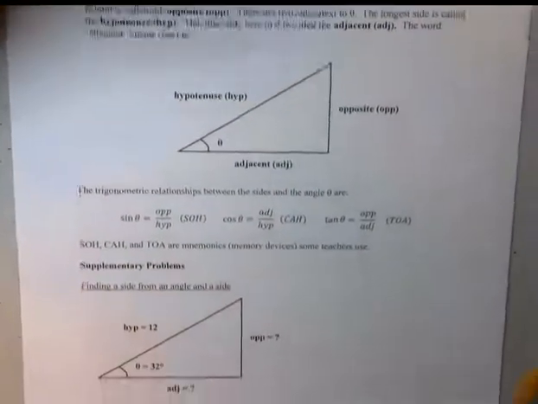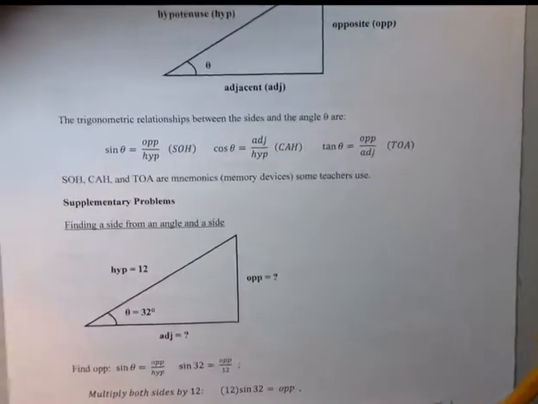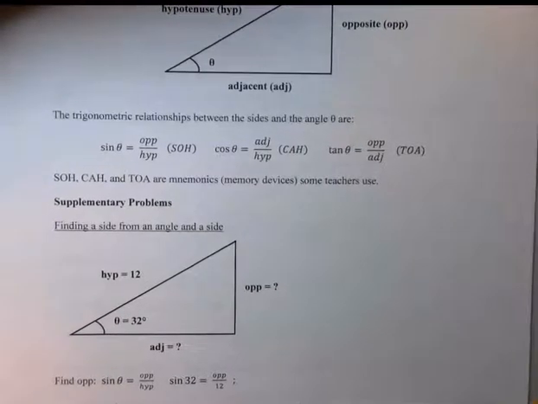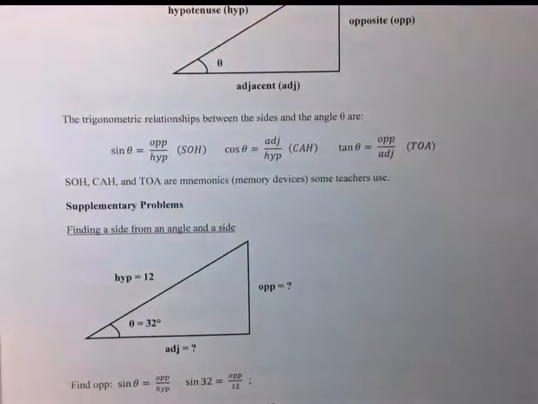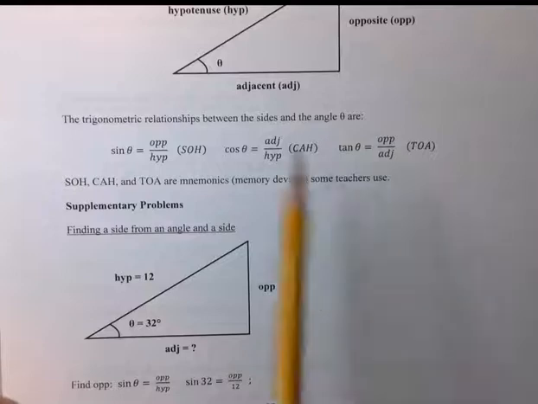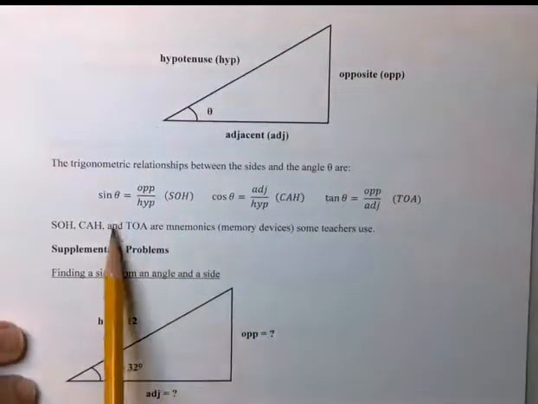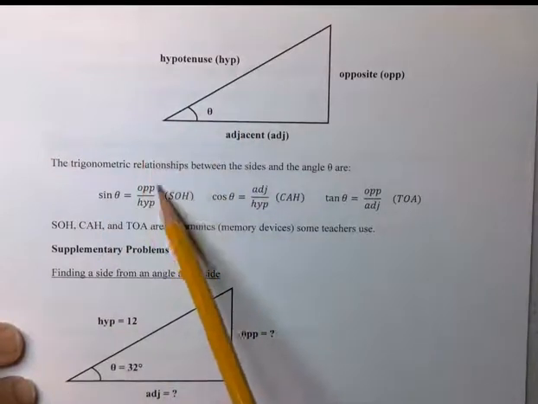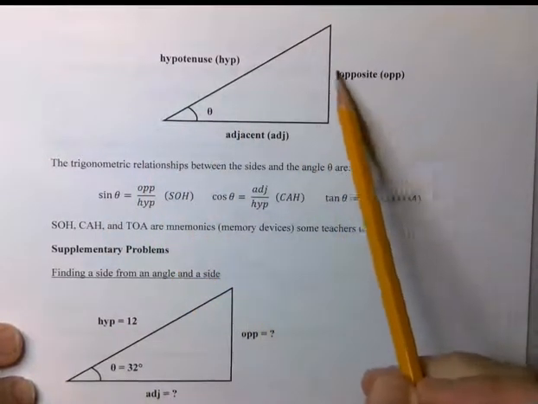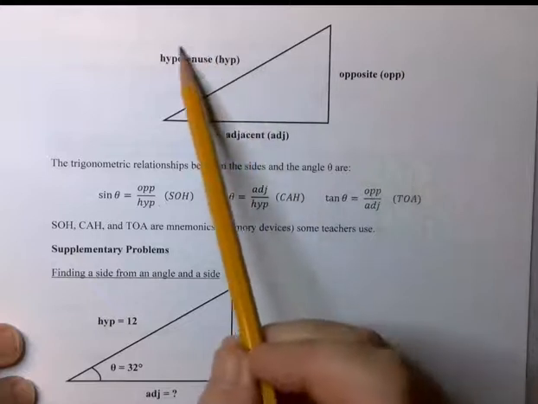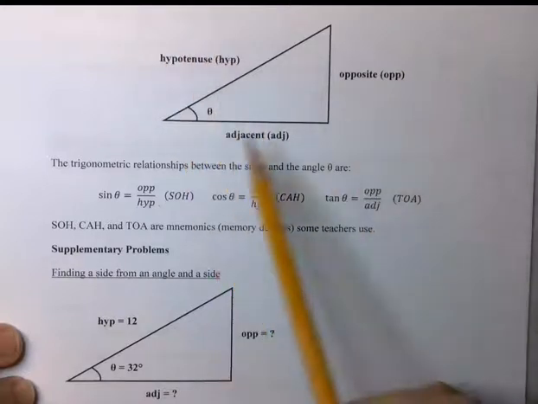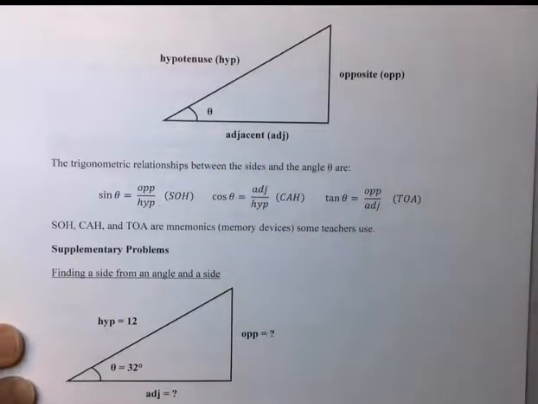So here are the relationships that trigonometry uses. And you should just write these down so they're in front of your eyes the whole time that you're doing any of these problems. The sine of theta equals the opposite over the hypotenuse. So whatever this value is divided by this value, that's the definition of the sine of theta.